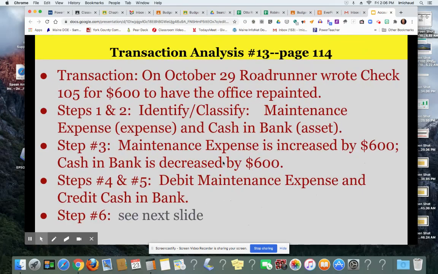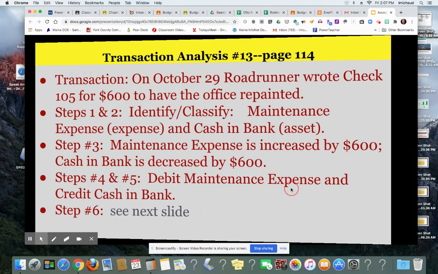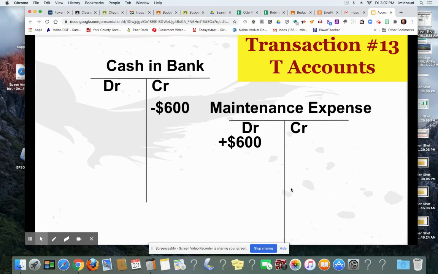On October 29, Roadrunner wrote a check 105 for $600 to have the office repainted. Okay, so you wrote a check, which means we have less cash in bank. And then to have the office repainted would be considered maintenance expense. Always look at the business's chart of accounts. And so we're going to credit cash and bank, $600, and we're going to debit maintenance expense.